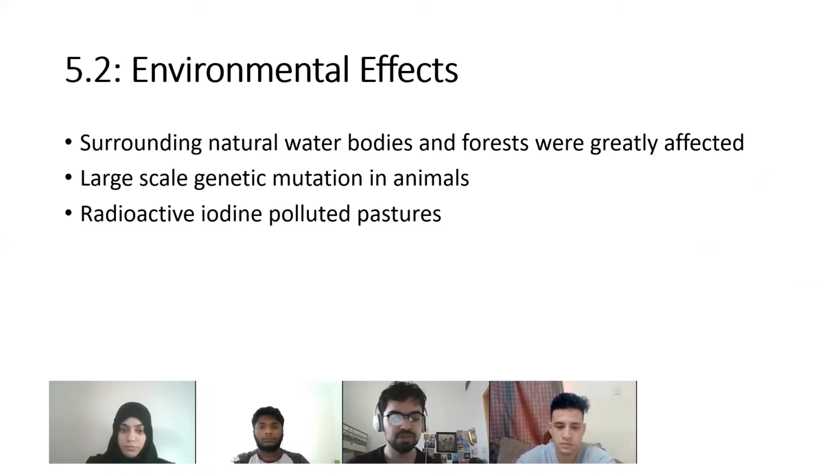Surrounding natural bodies of water and forests were greatly affected with the radiation poisoning. Pastures became grounds of radioactive iodine deposition, and large-scale mutation took place in fauna of the Chernobyl region. And cows that grazed on the pasture were eaten by the civilians, and that further led to thyroid cancer and many other diseases that are linked to radioactive iodine intake.